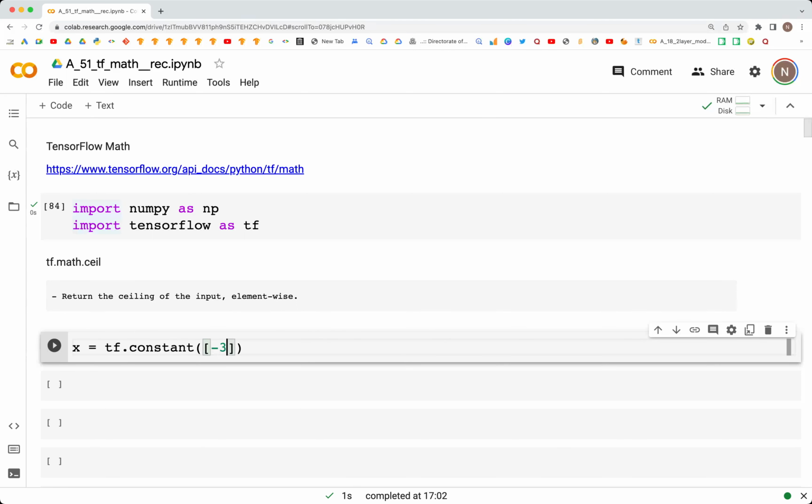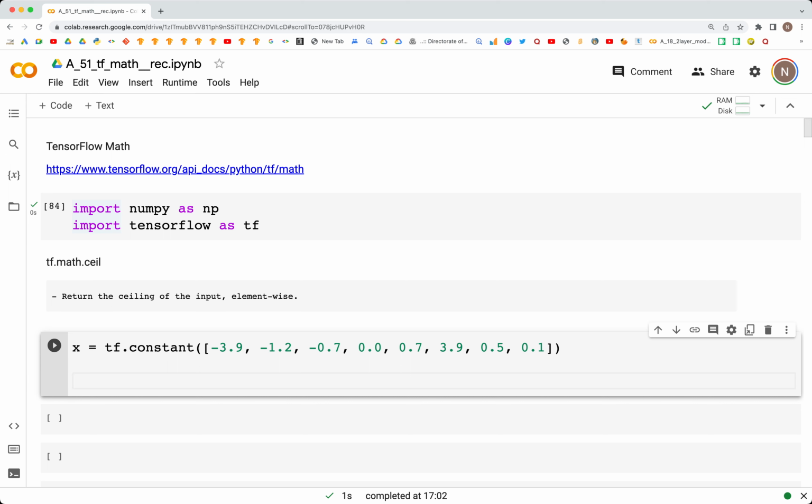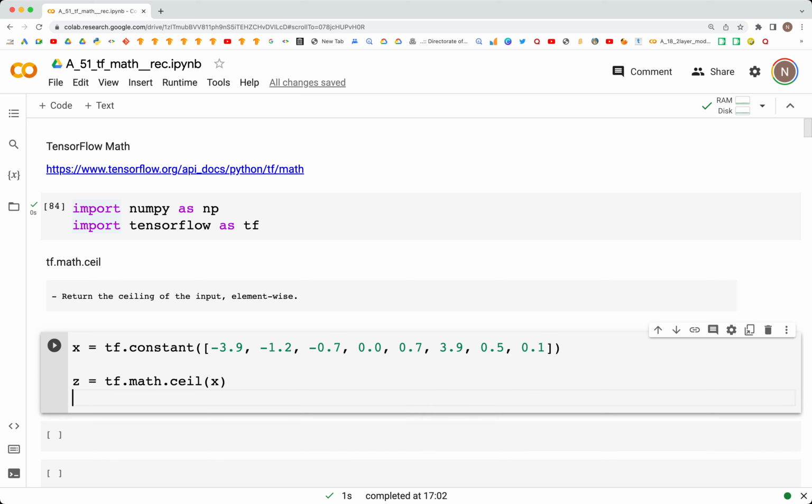minus 3.9, some negative values and some positive values, minus 1.2, minus 0.7, 0.0, 0.7, 3.9, 0.5 and 0.1, and then we can perform the ceiling operation. Tz is equal to tf.math.ceil, ceiling CEIL, and we input the value of x.